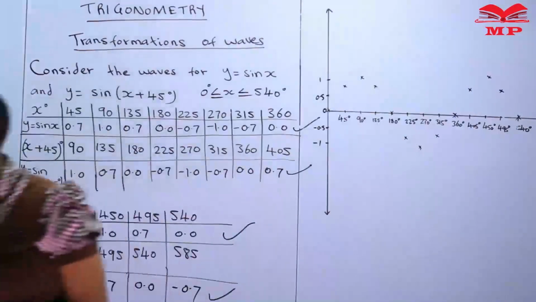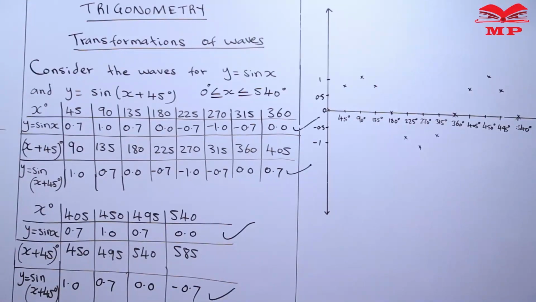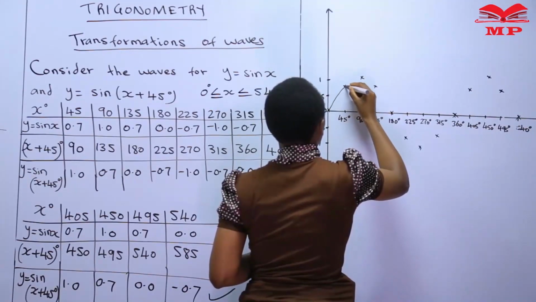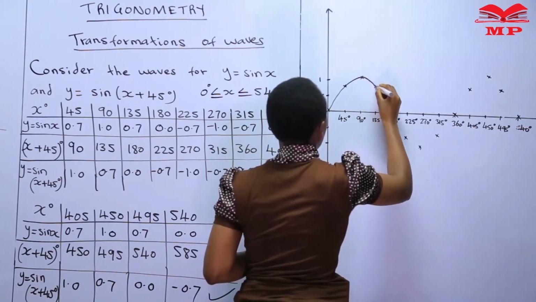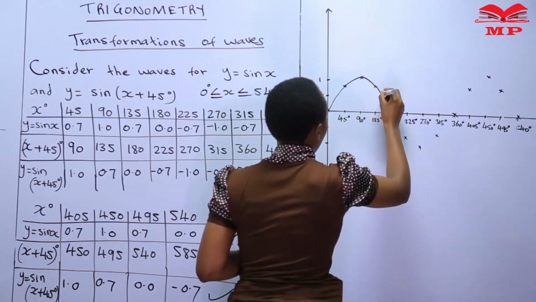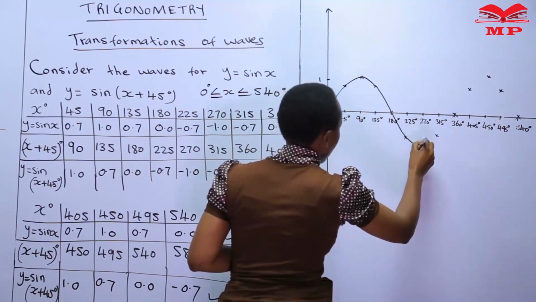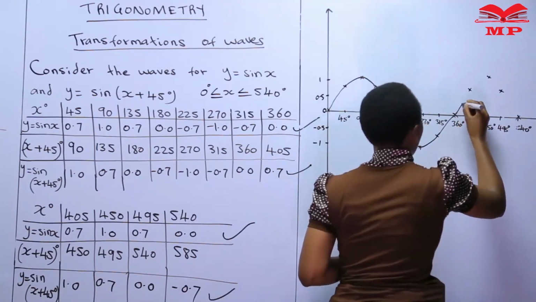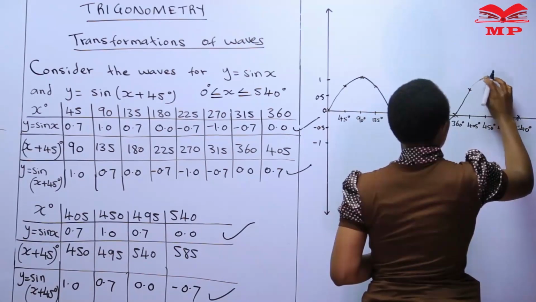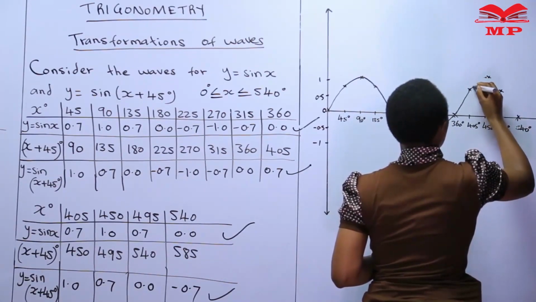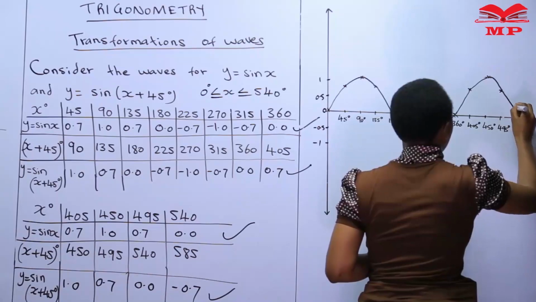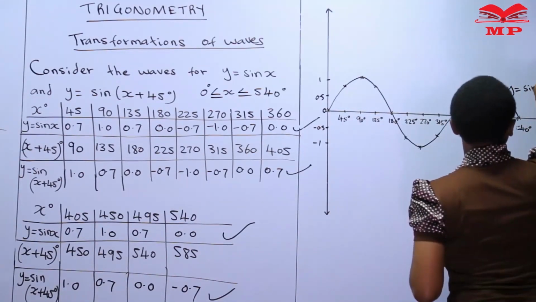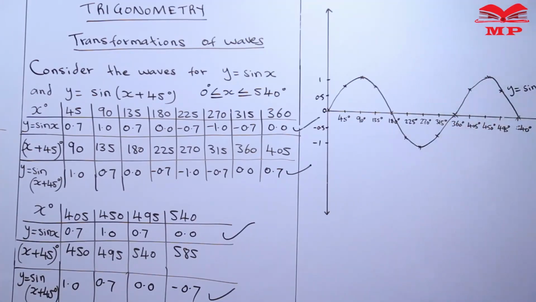So we first plot that. Now we need to draw the curve. We have the curve this way. From 135, we move on to this point, to that one, to this point, to that one. This is what we have for our curve, y is equal to sine x. We name it y is equal to sine x. So that's the first bit.